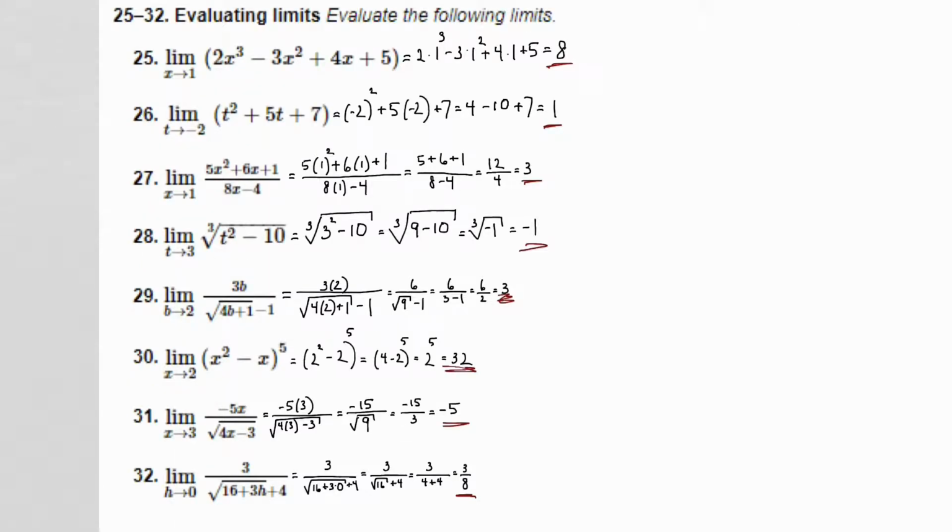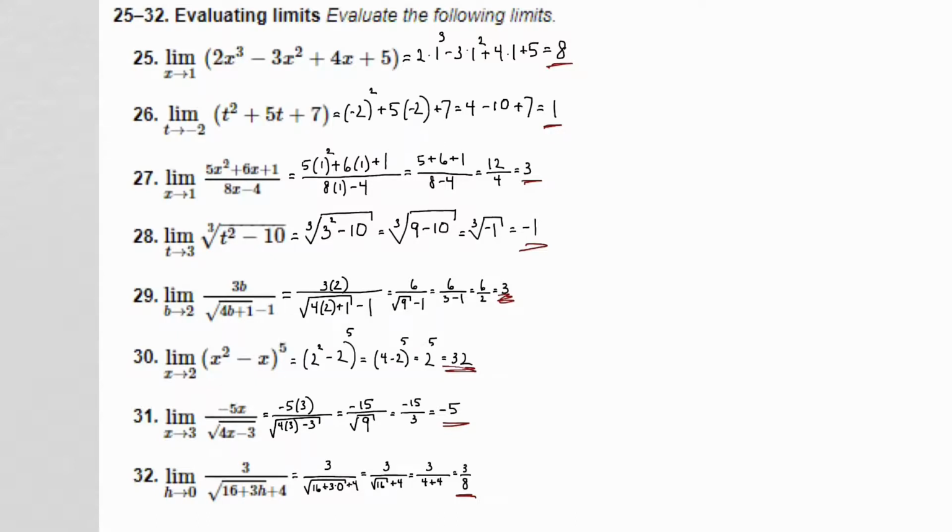Okay, well, hopefully you did the limits, you did all the evaluations. Each one of these is evaluated with direct substitution. Many of them are polynomials, but not all of them. 25, 26, and 30 are all polynomial functions, so for sure those limits are evaluated with direct substitution.